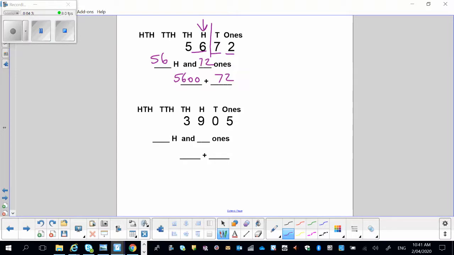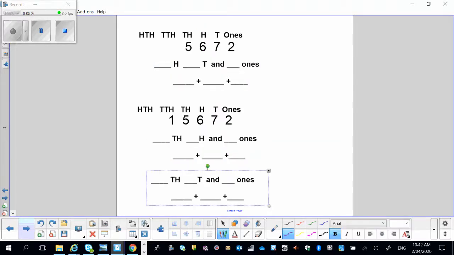Let's try the next one, 3,905. Again, it's asking me how many hundreds and how many ones. First thing I do is find the hundreds place. Once I've found the hundreds place, I split the hundreds from the rest of the number. I can now write down how many hundreds. I've got 39 hundreds, and of course I've got 5 ones. I can then write that down as an expression. 3,900 is 39 and 2 zeros to show that it's hundreds. So there's my partition. 3,905 can be partitioned into 3,900 plus 5 ones.